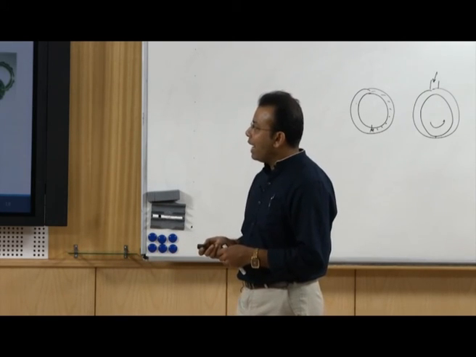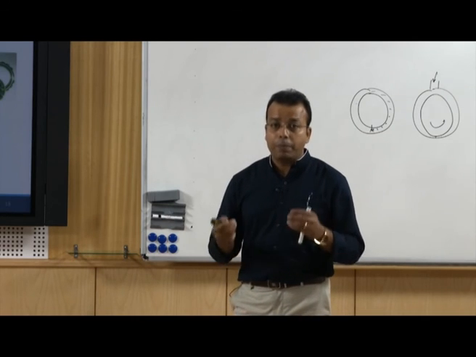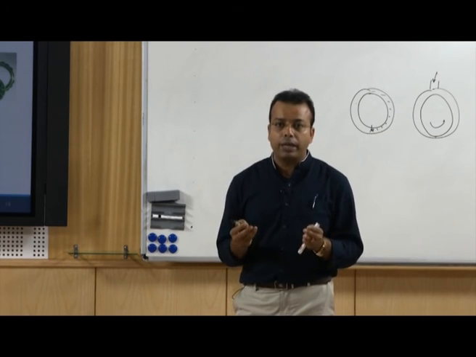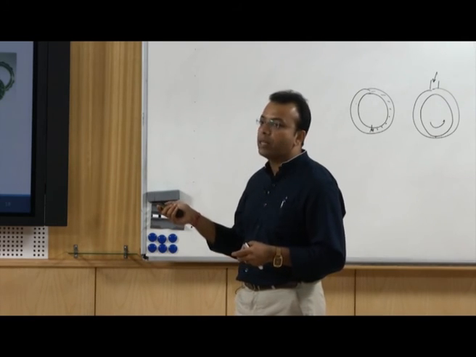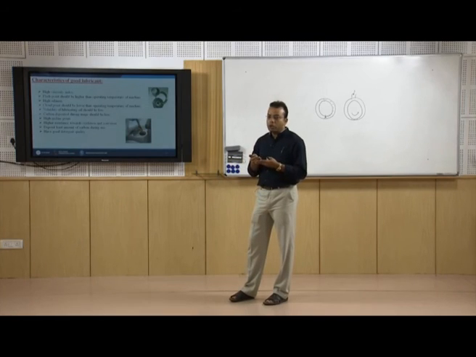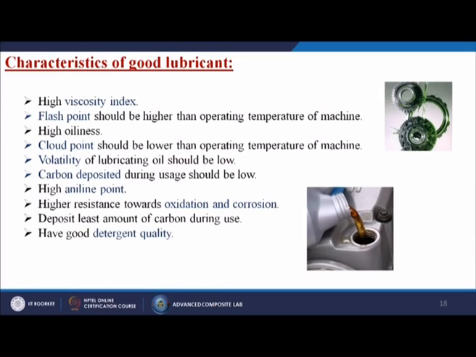Next is the characteristics of a good lubricant. What properties should a lubricant have so that we can use it? First is a high viscosity index. With temperature, its liquidity should change very little, so that it always creates a film between the mating surfaces and does not flow out. Flash point should be higher than the operating temperature.